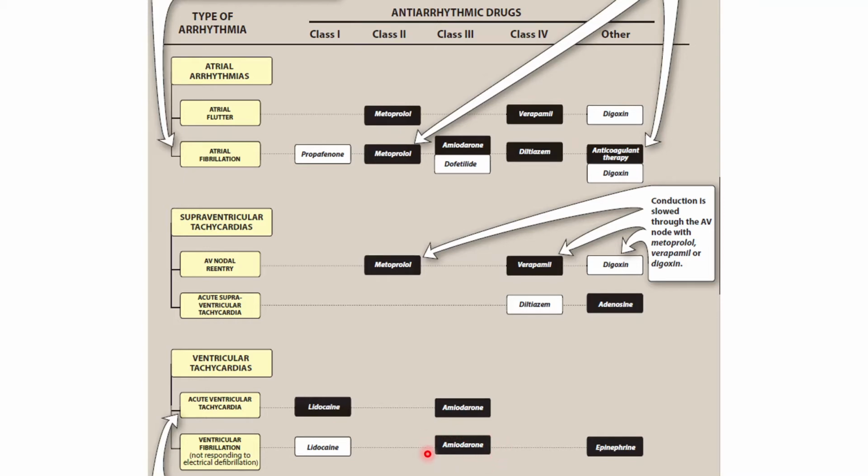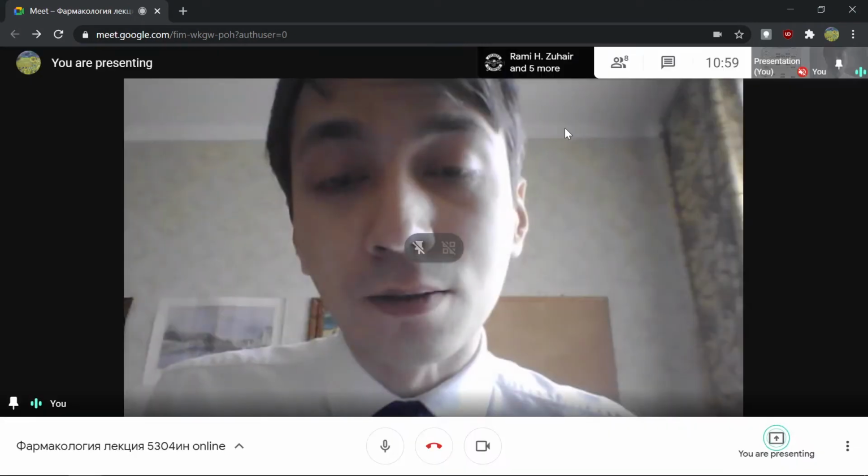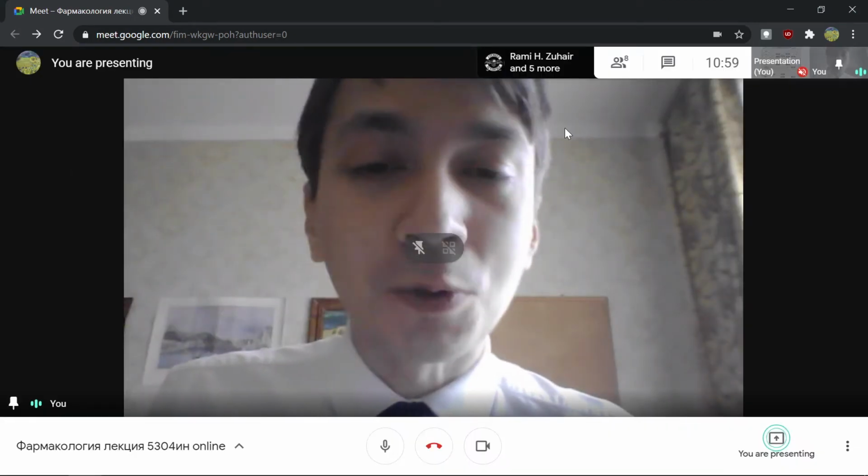So this is the choice of the drugs during the different types of the arrhythmia.